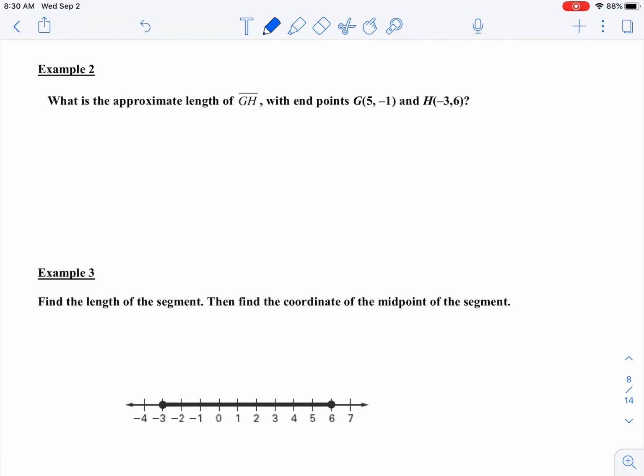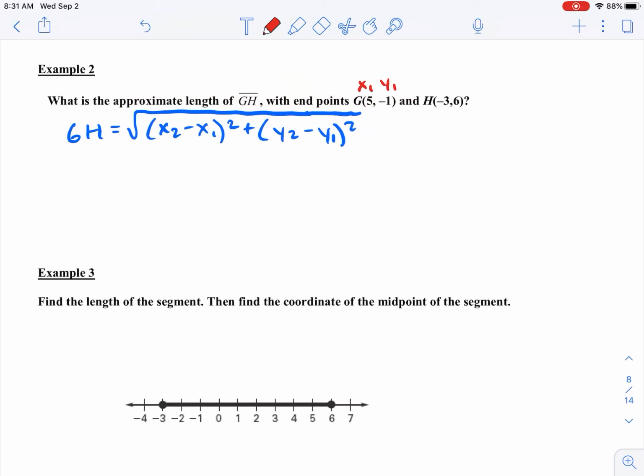Let's do another example. On this one, they do not give us a picture. Let's stick with the straight distance formula. If I want to find the length of GH, I have GH is equal to, and I'm going to write it down again. I know I've written it down a lot, but I want you to be familiar with it. I want it to be something you will see. And let's go ahead and label our points as well. We have x1, y1, x2, y2.